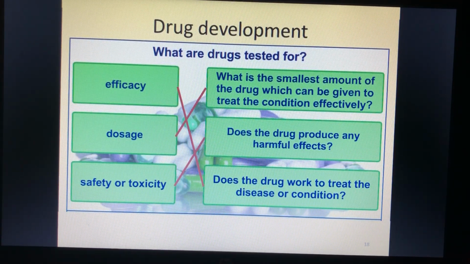There are 3 reasons why we do drug testing. The first one is efficacy. Does the drug do the job? Does it actually stop the disease?